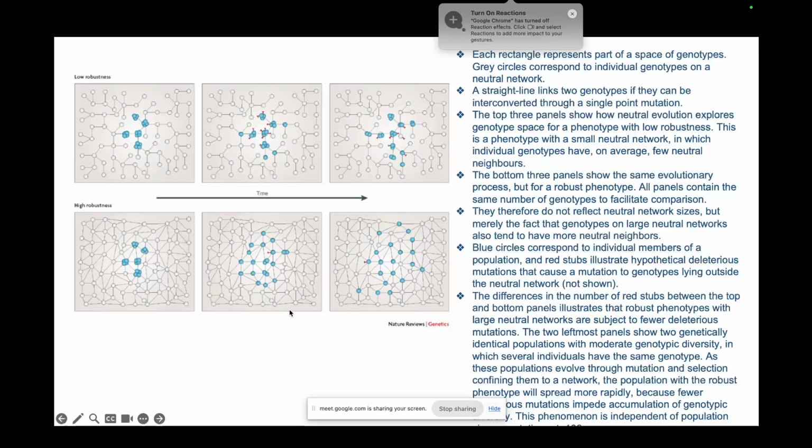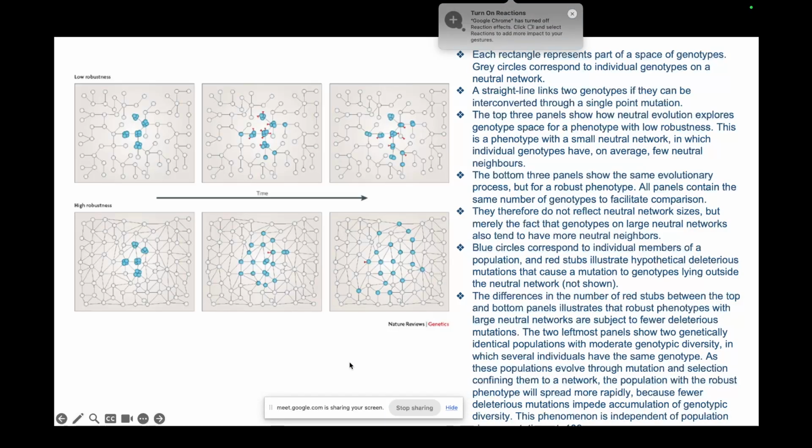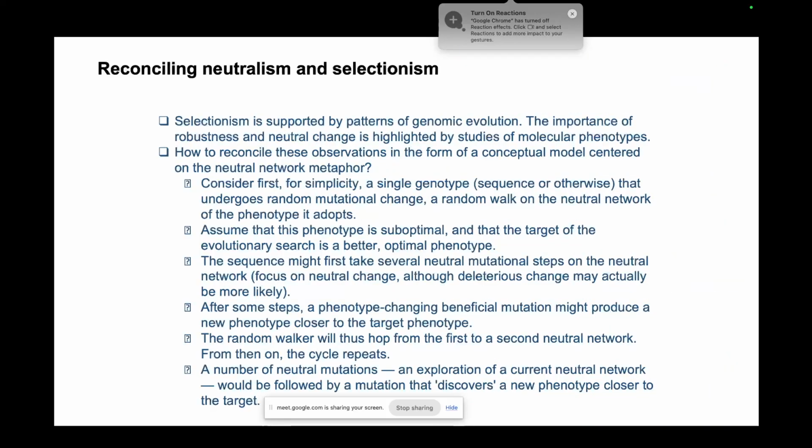The two leftmost panels show two genetically identical populations with moderate genotype diversity, in which several individuals have the same genotype. As these populations evolve through mutation and selection, confined to a network, the population with the robust phenotype will spread more rapidly because fewer deleterious mutations will impede the accumulation of genotypic diversity. So that is a general idea about what neutral networks and these genotype-phenotype maps are, which we are going to talk about in the next slides.